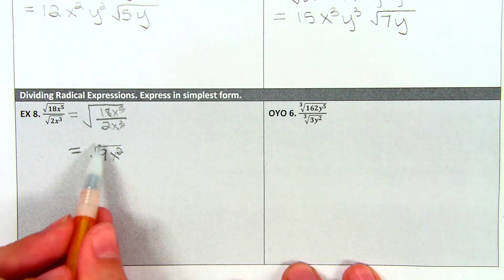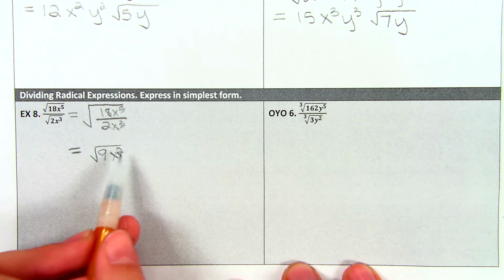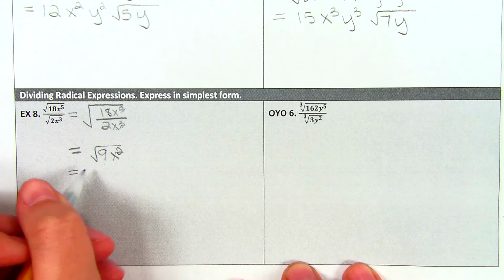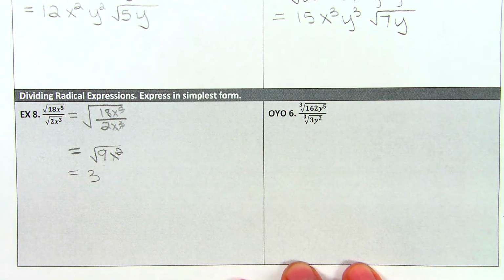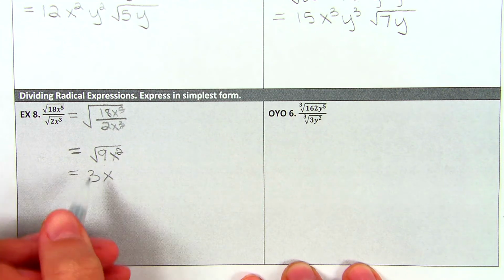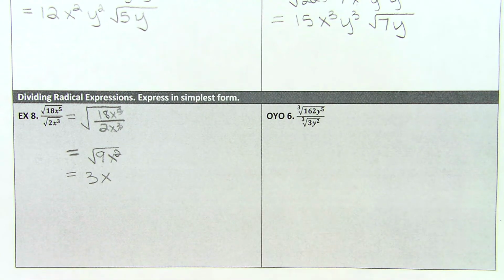We have a perfect square here, and we even have a perfect square here. So the square root of 9 is 3. The square root of x squared is x. Our answer is 3x.